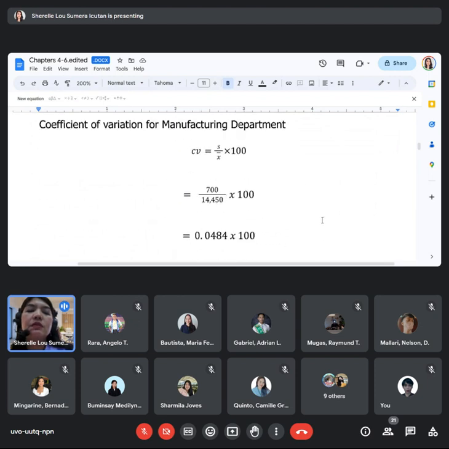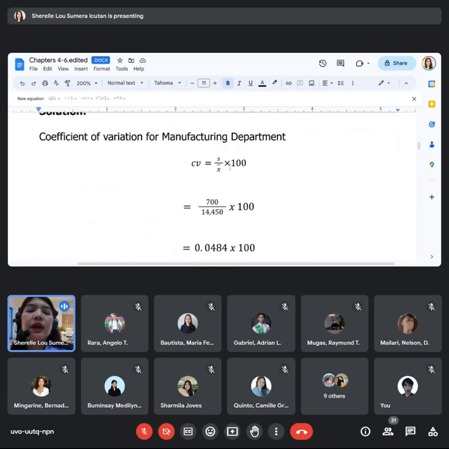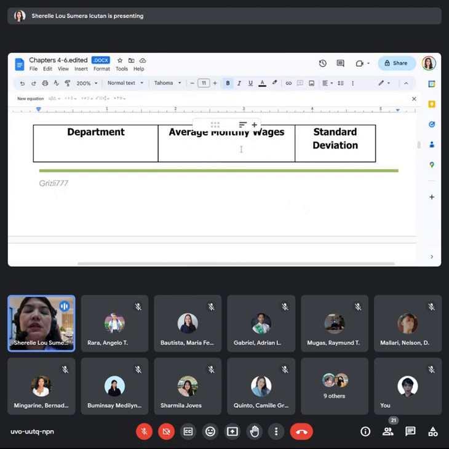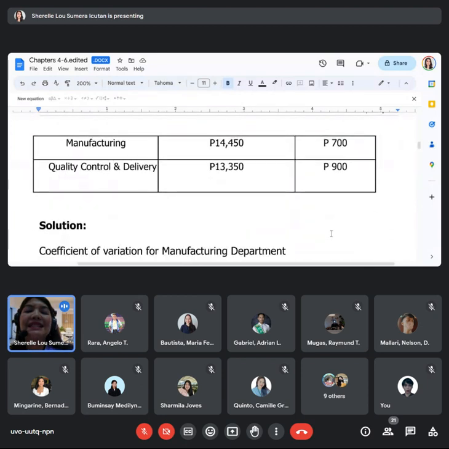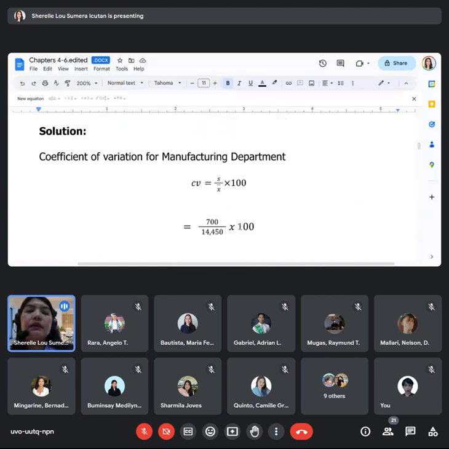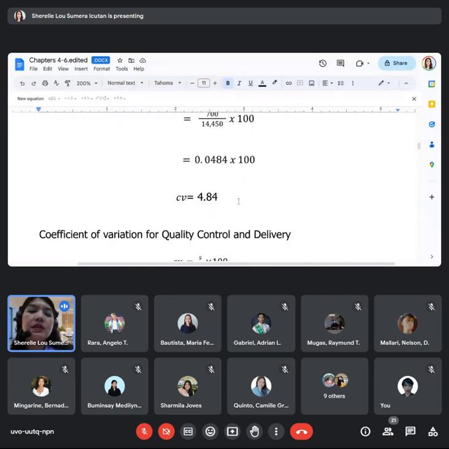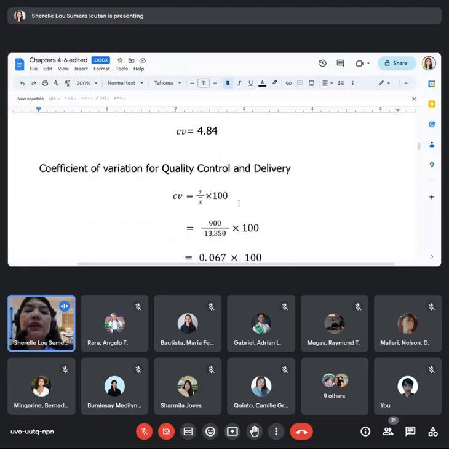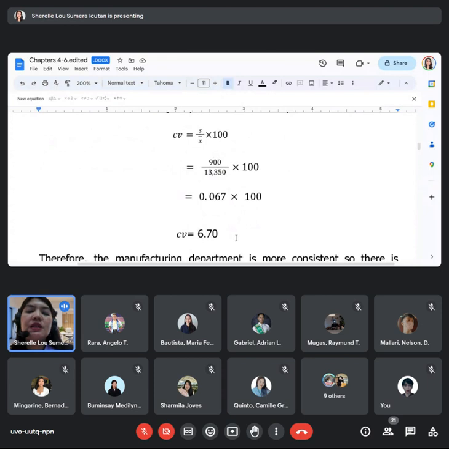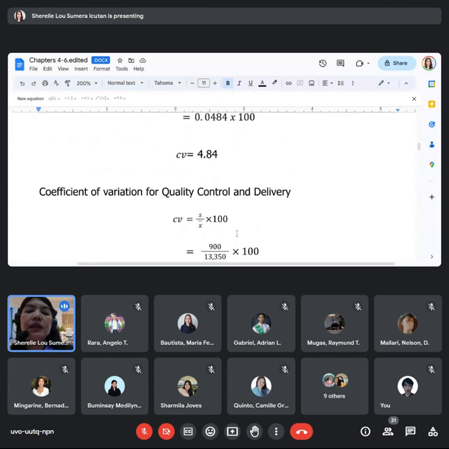So yan, substitute mo lang yung values mo. You don't have to compute for the S and X bar already because it's already given in your table. You know, average monthly wages, that's already your X bar. Standard deviation, that's already your S. O yan na, substitute mo lang. So for the manufacturing department, the CV is 4.84. For quality control and delivery department, it's 6.70. So which one is more varied?